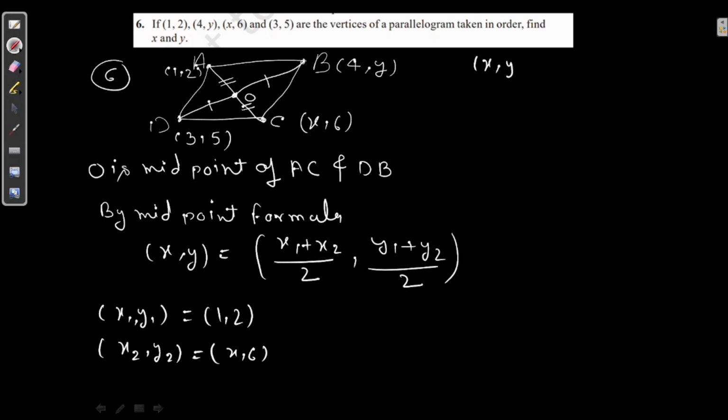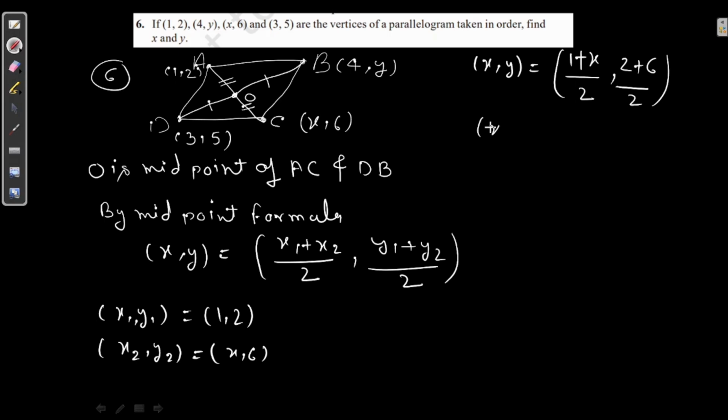So (x, y) is equal to, just tell me the value of x1. If you look, before the comma x1 is there, it is equal to 1. So I will put 1, then plus the value of x2, which as you can see is x, upon 2, comma y1 plus y2. The value of y1, you can see, is 2, plus the value of y2 is 6, upon 2.